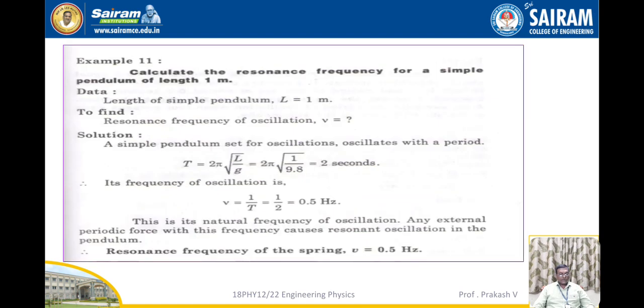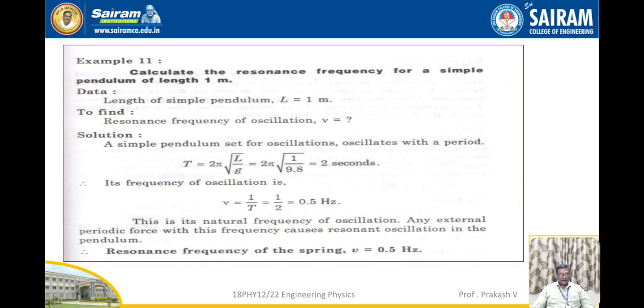Now let us look at another example. Calculate the resonance frequency for a simple pendulum of length 1 meter. So here the given data, length of the simple pendulum capital L is equal to 1 meter. So we have to find resonance frequency of oscillation, that is mu.